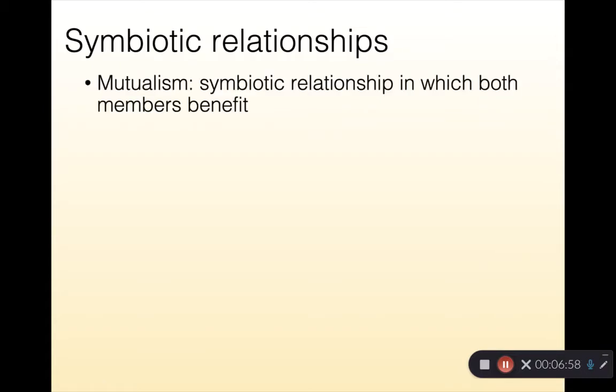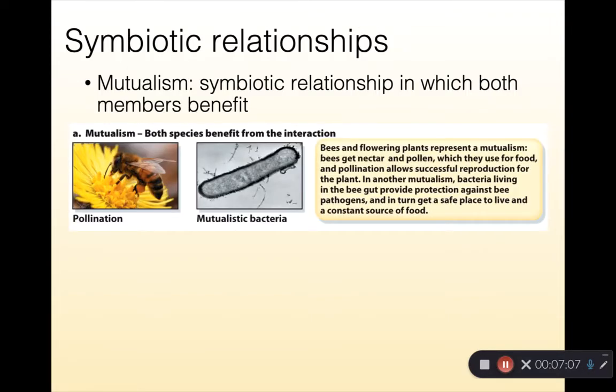So moving on to different types of symbiotic relationships, we have the other end of the spectrum, which is mutualism. This is a symbiotic relationship in which both members benefit. The example that's given in your book is looking at the relationship between pollination and bees. Bees use the nectar from flowers to create their food source, and in response, the flowers result in pollination.